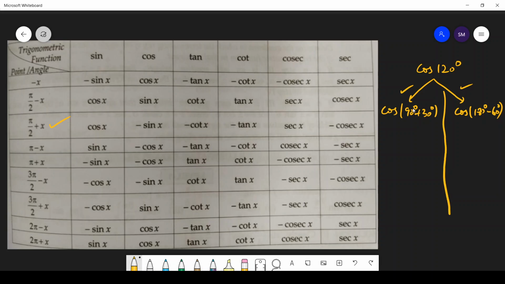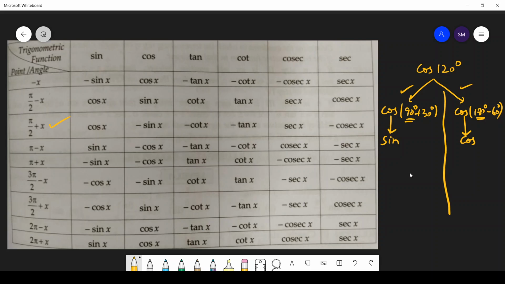Write this angle in terms of 90, 180, 270, 360, and you'll get the same answer. Now what is cos of 90 plus 30? First rule I told you, find here, what is here? Here it is 90. So what is the complementary of cos? Sine. If it is 180, then this trigonometric ratio will remain the same. If it is 90 or 270, then write its complementary. If it is 180 or 360, it will remain the same. First rule, very simple.